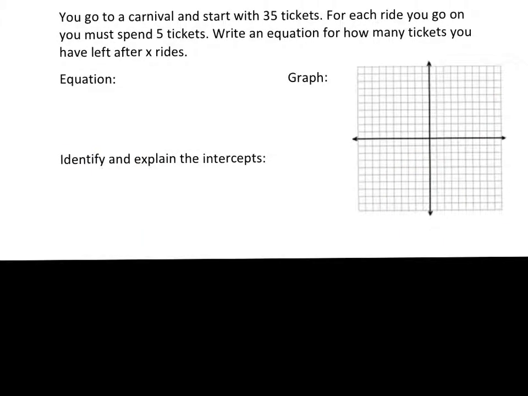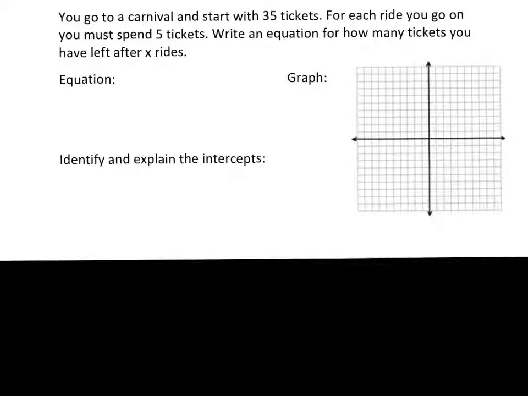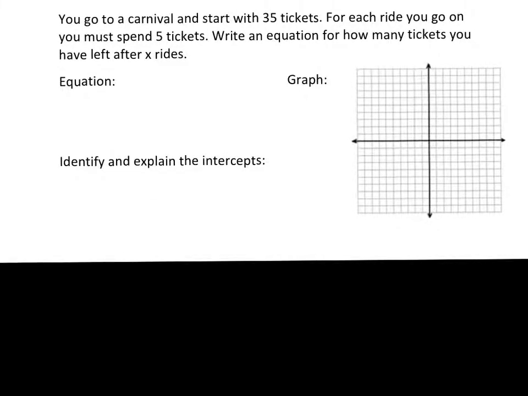The last thing I'll do in this video is an example of a word problem. This says you go to a carnival and start with 35 tickets. For each ride you go on, you must spend 5 tickets. Write an equation for how many tickets you have left after x rides. In general, I'd like to start my equations with y equals. So my y is going to stand for the total number of tickets I have left. I start with 35, and after every ride, I subtract 5.